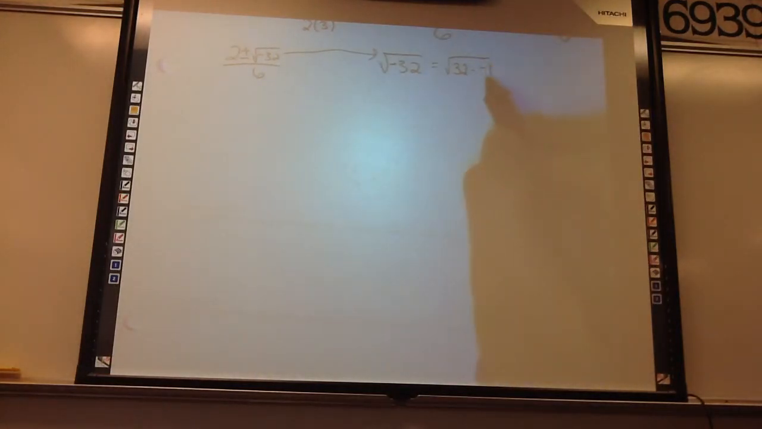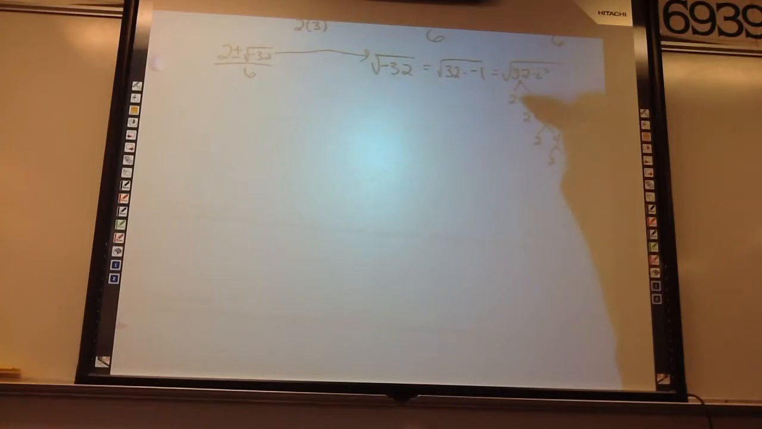Is negative 1 equal to i squared? Yes. So now we have 32 times i squared under the root. Well, now it's just the same as before, as we did in October. You simplify out the 32. I think most of you did it this way. There's a couple of different ways of doing it. Just keep it this way, and you pull the 2 out.